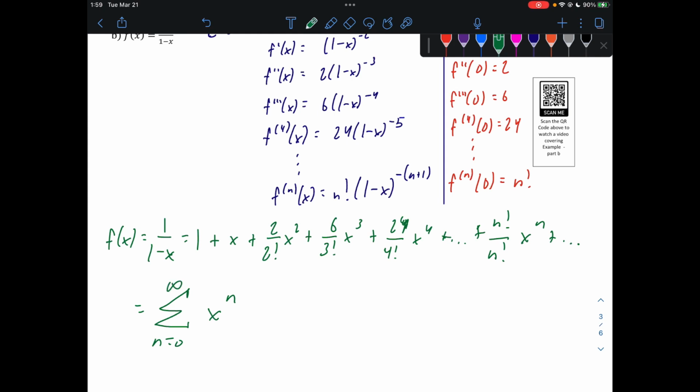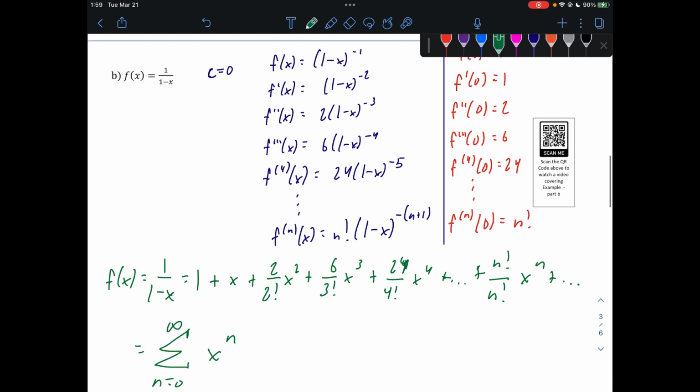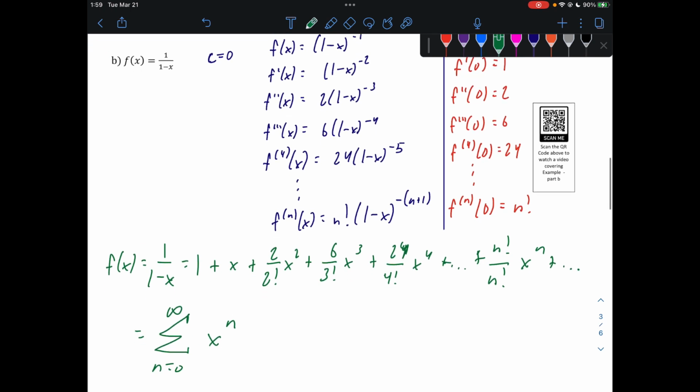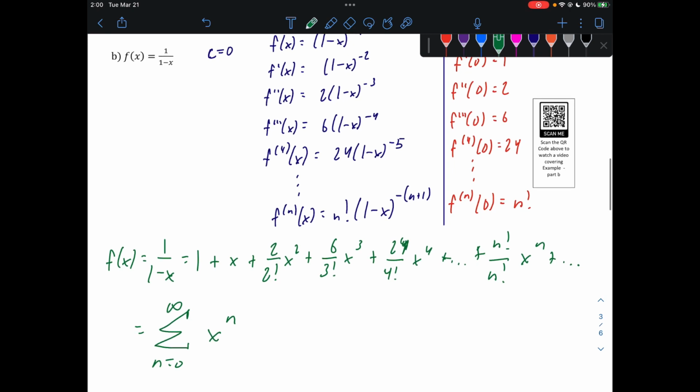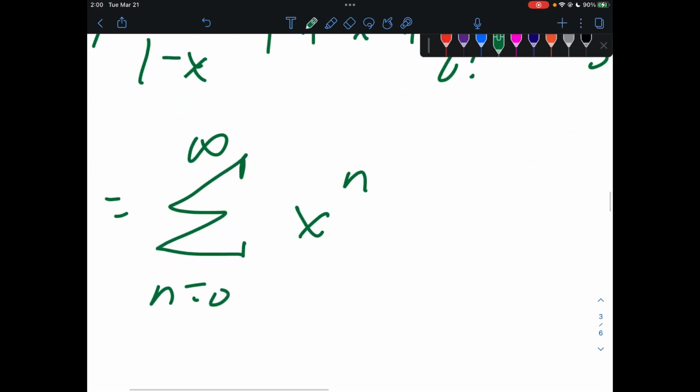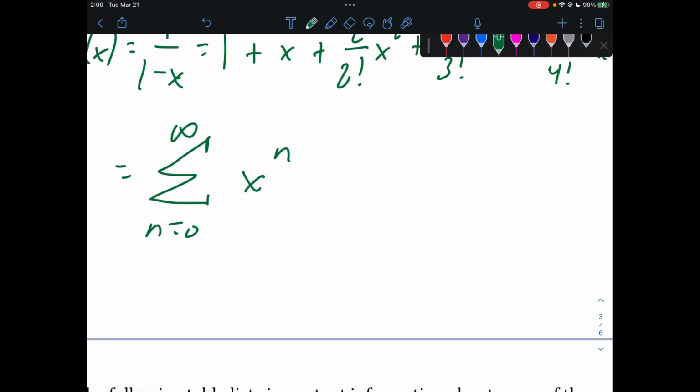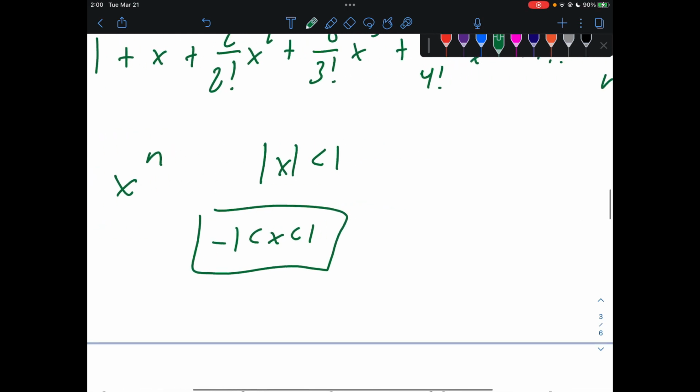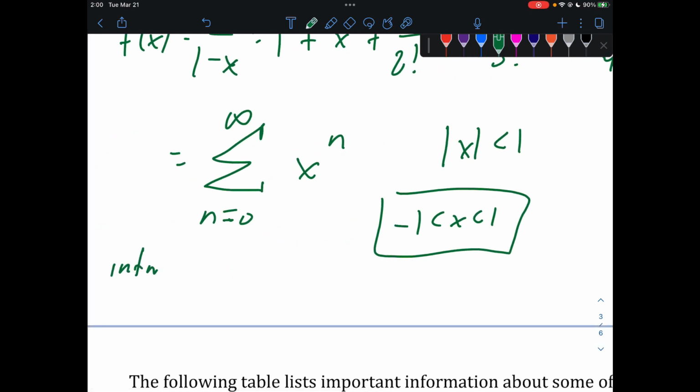So that's part one. The second part is find the interval of convergence. Let's not do any extra work for this. We should recognize that this is a geometric series. It's something raised to the power. So let's go back to our geometric series thought process here. Basically, we need the absolute value of x to be less than 1. So the absolute value of x is less than 1. This is our interval of convergence, because this is an infinite geometric series.